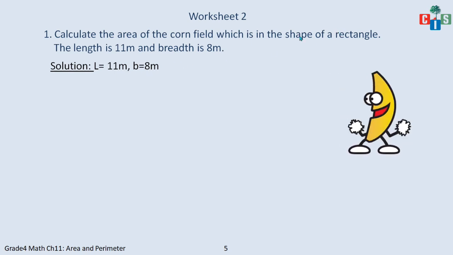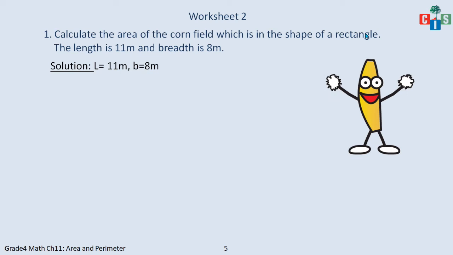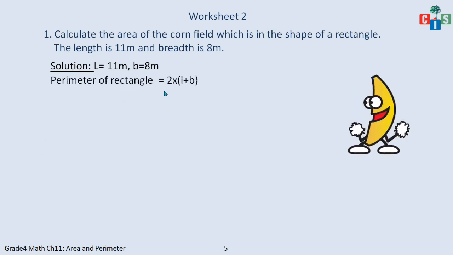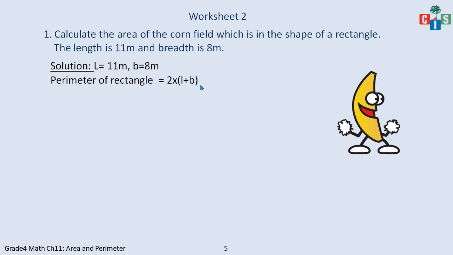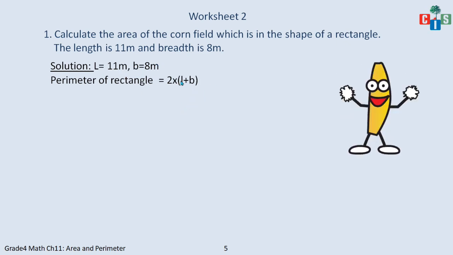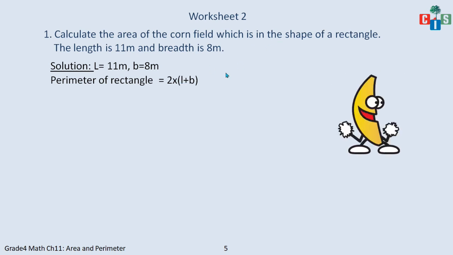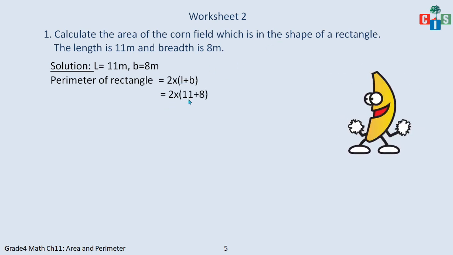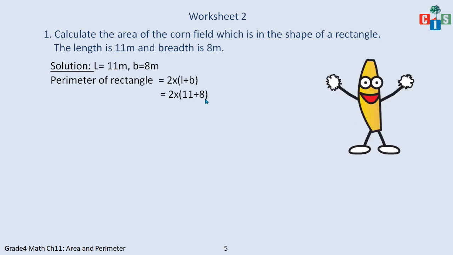Now what do you have to find? You have to find the area of the rectangular cornfield. So the area of the rectangle is what? 2 multiplied by length plus breadth. Now substituting the length and breadth. Substituting means, what is the length given? 11. Yes. So 2 multiplied by 11 plus 8. See how it is represented.